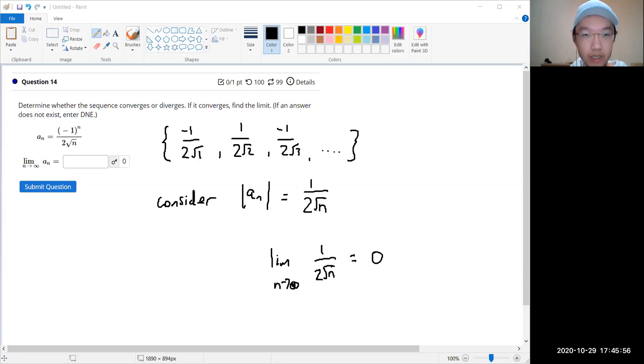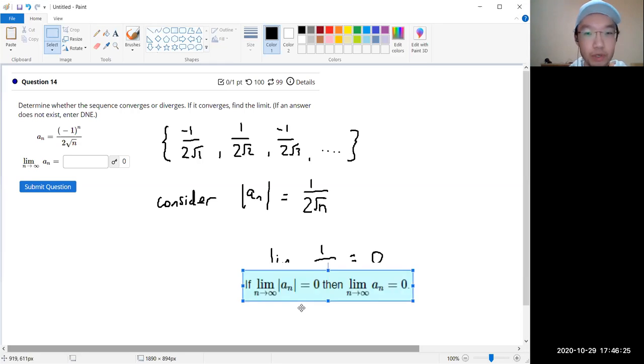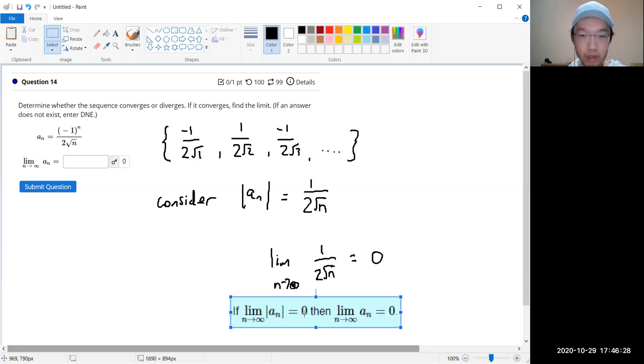So let me just paste the theorem that we used for this question that was in the previous lecture, previous PowerPoint. So we used this theorem here for this problem. Okay. All right, so that's that one. Any more? Any other questions?